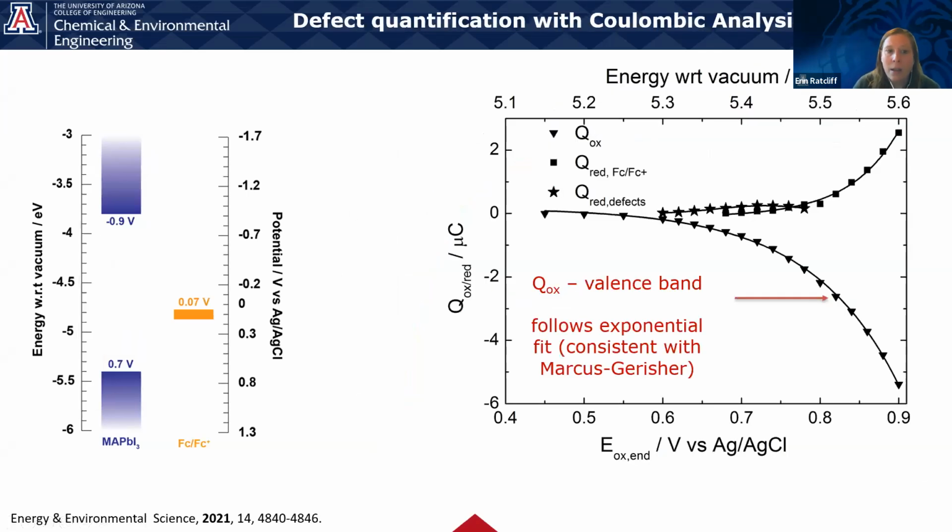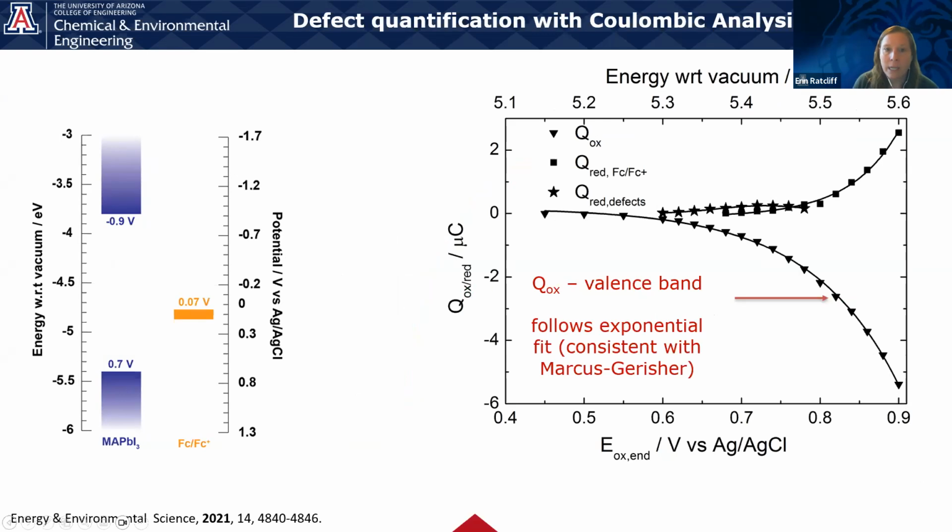And so with that, if we put this on the coulombic analysis and we look at the scale, here's our valence band. Right about here is our onset in our valence band, which follows an exponential behavior, which is exactly what you would expect from a Marcus Gerischer perspective. This is the semiconductor model of Marcus theory, effectively.